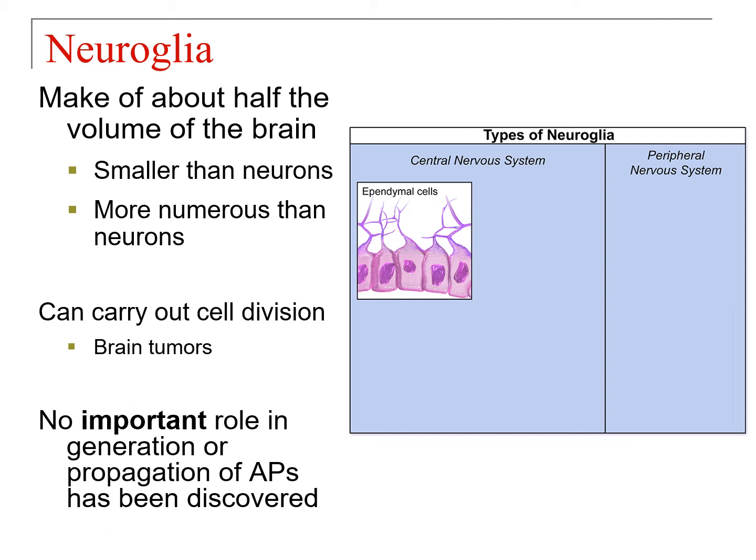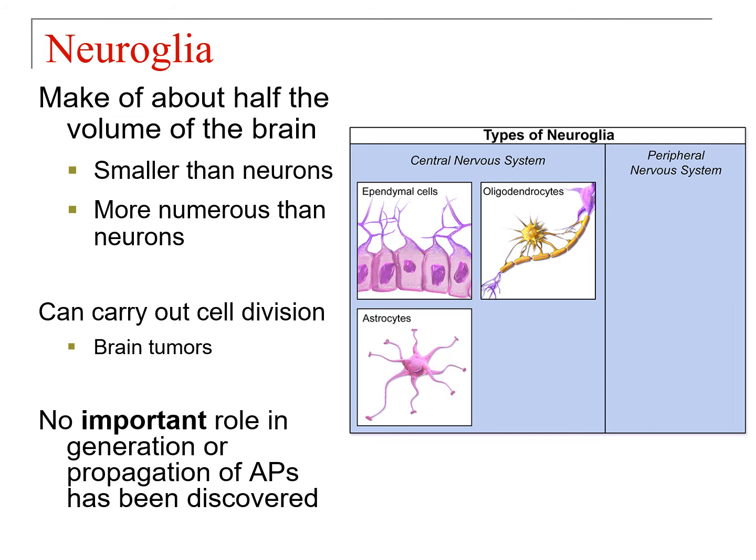They're going to be ependymal cells, and we'll see more of their role when we talk about the central nervous system. The ependymal cells are involved in basically filtering cerebrospinal fluid from blood plasma. Oligodendrocytes are responsible for myelination of neurons in the central nervous system, and we'll talk about that more in just a minute.